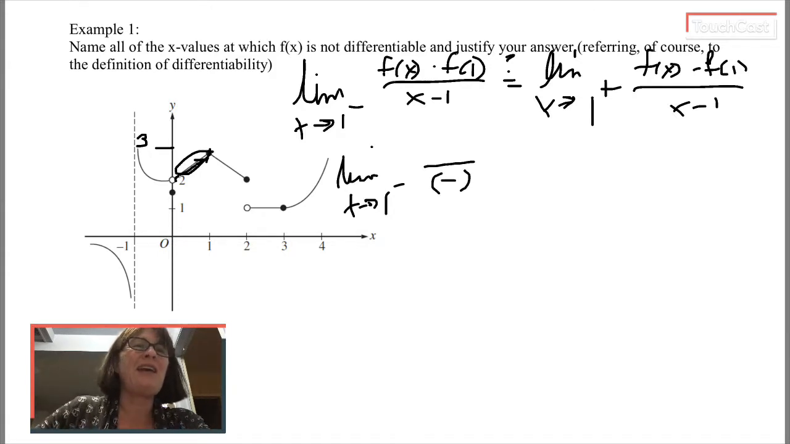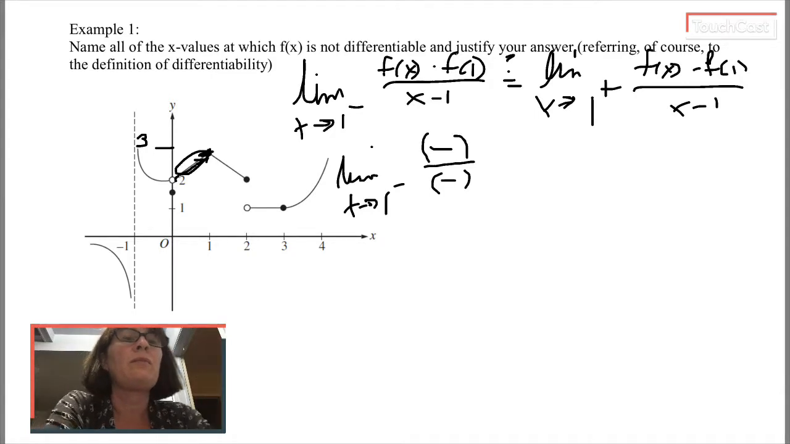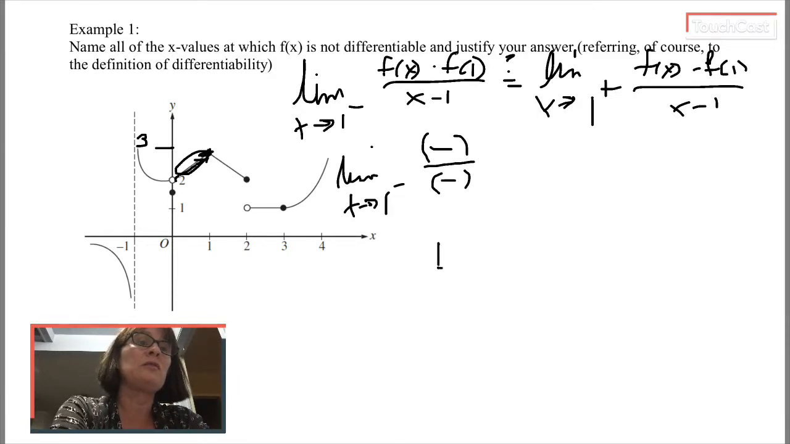And watch what happens here. f of x minus f of 1. Well, f of 1, just for discussion, we could say it's 3. To the left of 1, the y's are all less than 3 because they're going uphill toward 3. So this numerator is also going to be negative. So maybe I don't know an exact value, but I can tell that from the left, the derivative is a negative over a negative, so it's going to be positive.